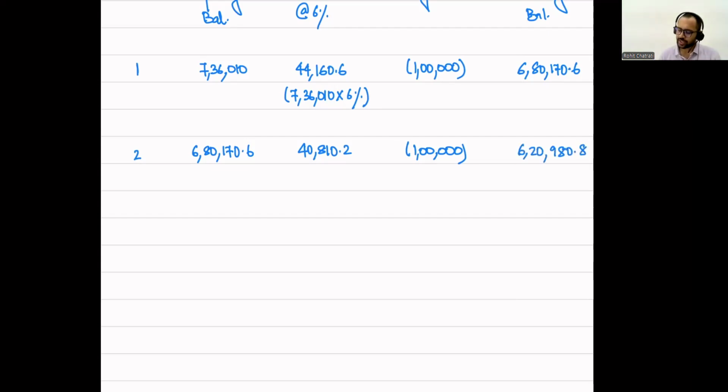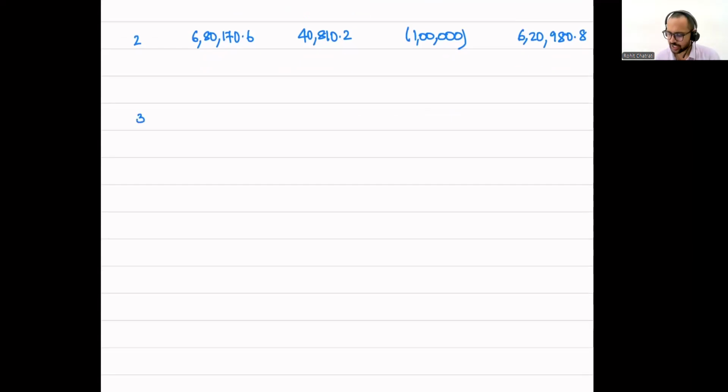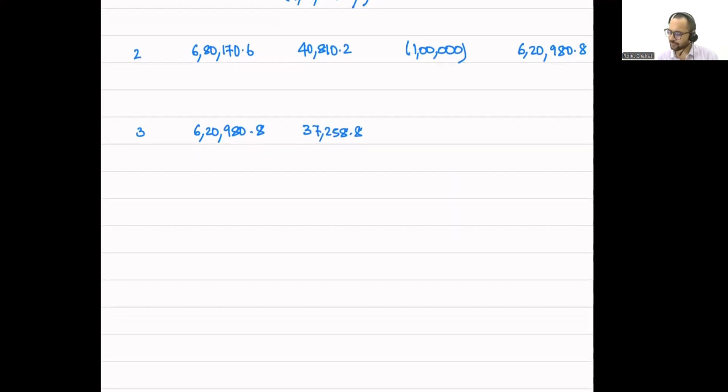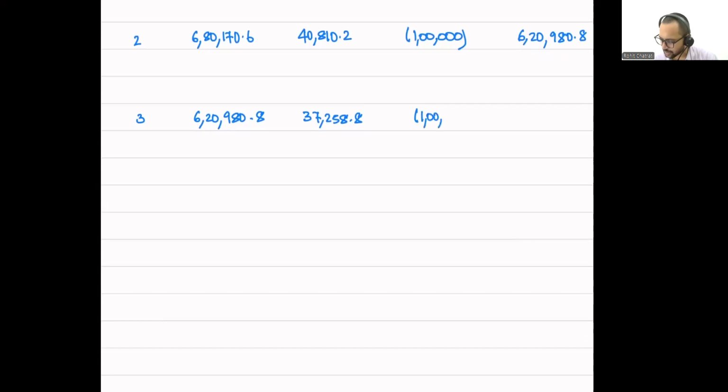We then have this as the beginning balance for year 3. The ending balance for year 2 becomes the beginning balance for year 3, which is 6,20,980.8. I then have interest, which is going to be calculated at 6 percent on the 6,20,980.8. So interest is going to be equal to 37,258.8. And then I have a payment of 1 lakh rupees again for the third year, and my closing balance will be 6,20,980.8 plus 37,258.8 less 1 lakh, which is equal to 5,58,239.6.